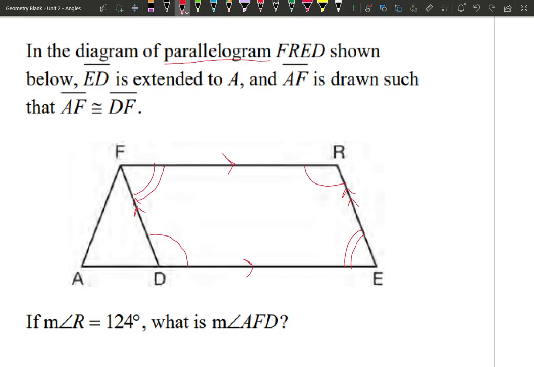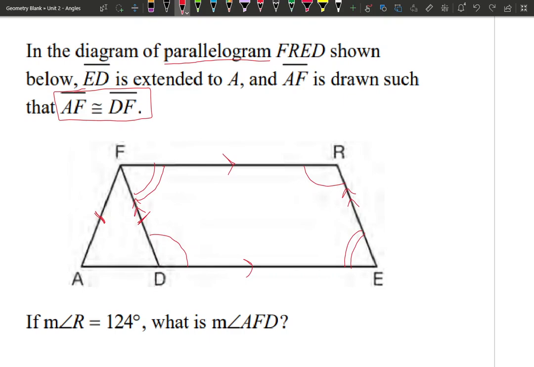If you don't know those properties, I'll link a video in the description that will go over that real quickly with you. Let's continue reading. ED is extended to A. AF is drawn such that AF is congruent to DF. That's very important. Now, those two sides are congruent, which means that this is an isosceles triangle. And we know that the base angles are congruent.